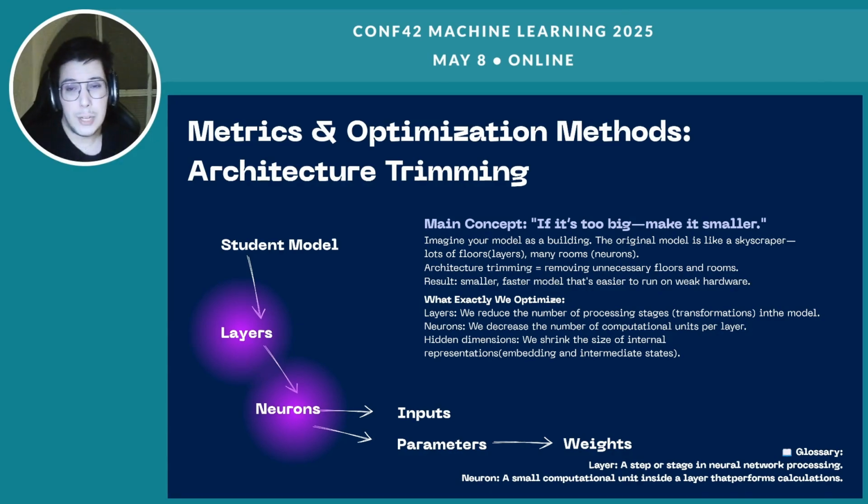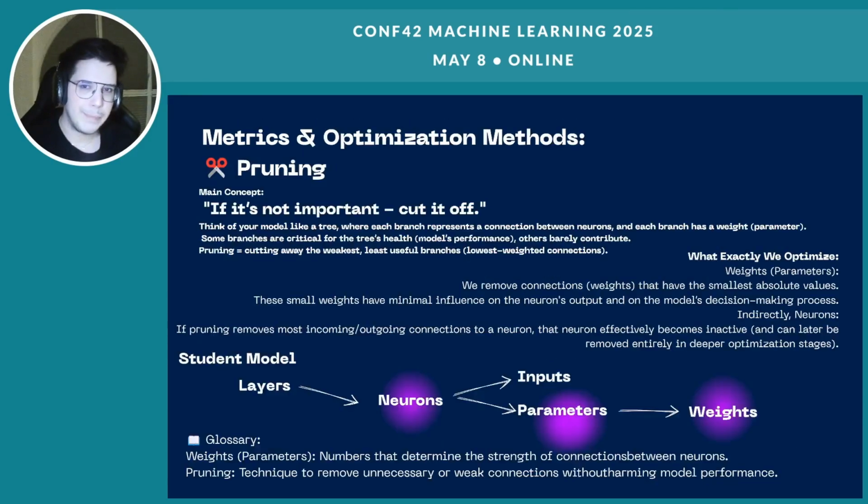And pretty much in those techniques, we just remove unnecessary layers and neurons. That's it. When we remove layers, we just reduce the number of processing stages in the model, while with neurons, we decrease the number of computational units per layer. Also, we have a glossary at the bottom of the slide, so feel free to pause the video and check out the better definition of layer and neuron. So that's pretty much it.